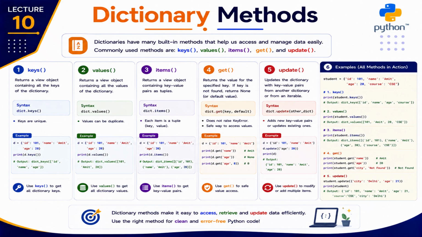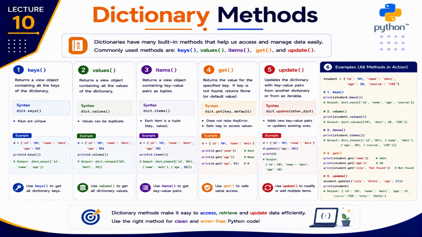Now let's learn about dictionary methods in Python. Dictionaries have built-in methods that help us access, retrieve, and update data. In this slide, we will cover 5 commonly used methods: the keys method, values method, items method, get method, and update method.